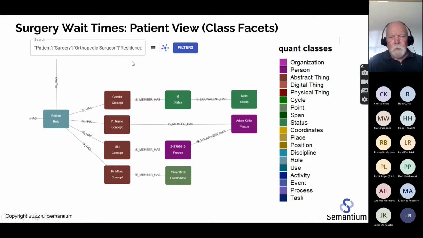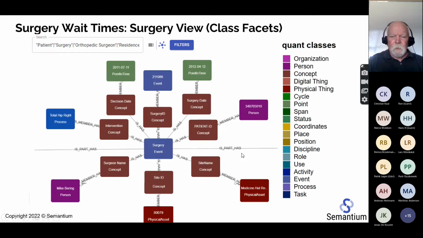Similarly, notice we're still using the same query. We've just expanded these nodes. So we have a patient role, and then we have all of these metadata values, and then we have these instance values. The purple ones are people. That's interesting. And status is in green. This one's a male code, and this is the male word. And then we have, again, point in time over here. And then finally, we have the surgical concepts, the surgery event itself. The process is in blue. Events are in a different shade of blue, but that's an event.